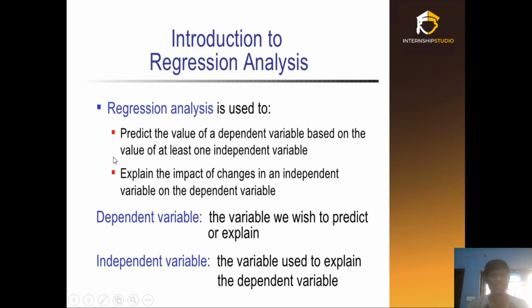In regression analysis, we are trying to predict the value of a dependent variable based on the value of at least one independent variable. So how much correlation we have, or how much a particular variable is contributing to the prediction of the dependent variable. Also, the ideal case is that all the variables should be independent of each other.